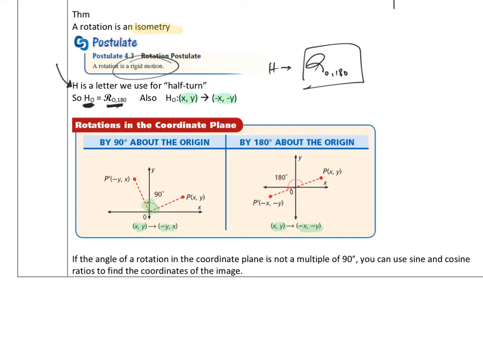If the angle of rotation in the coordinate plane is not a multiple of 90, then we need to use sine and cosine ratios to find the image.